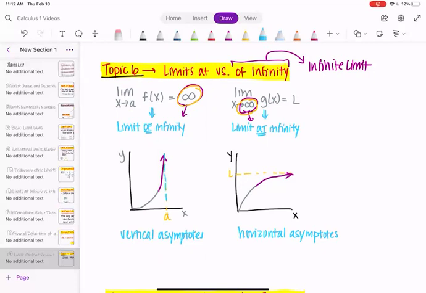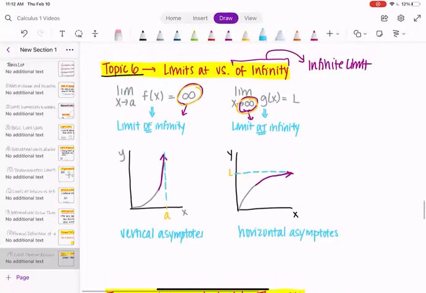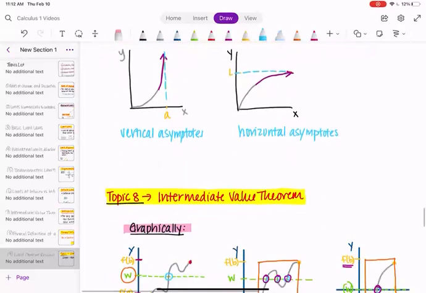And then for the horizontal asymptote, that'll tell you that there's a limit at infinity, because your function is getting closer and closer to that point. So yeah, that's the horizontal asymptote. So there's some tricks to identify it when it's written as a function, and there's some tricks to identify it when it's drawn as a graph.